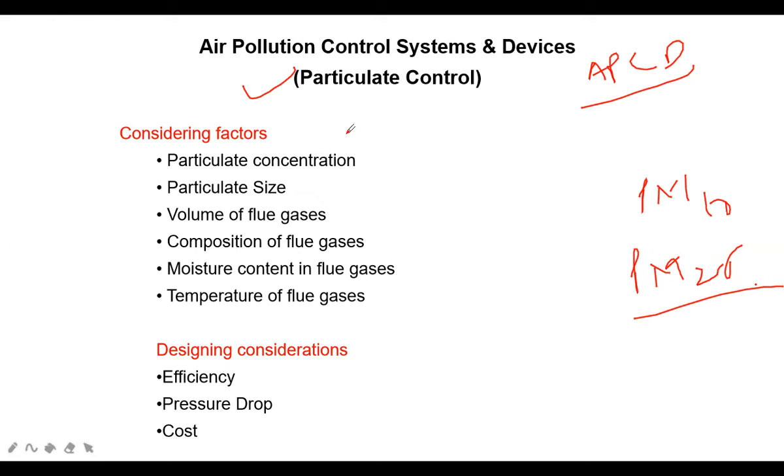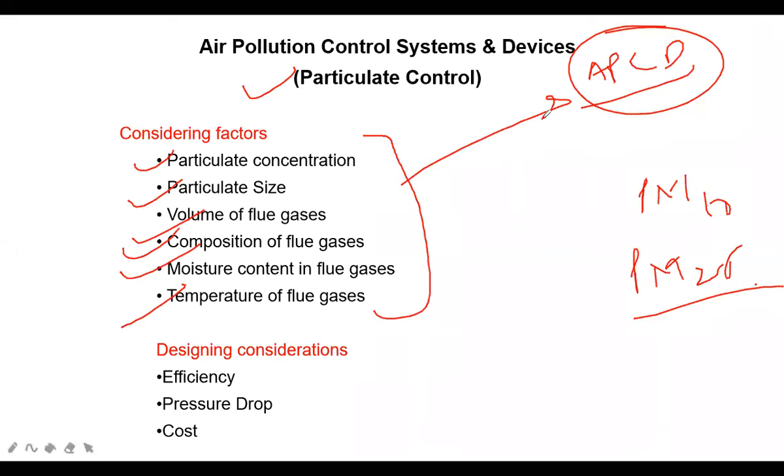So once you want to decide on an APCD, air pollution control device, you need to consider certain factors. These are: what particulate concentration you want to handle, what particle size, what volume, what composition, what moisture content. All these parameters are going to affect the selection of the APCD. You can't randomly close your eyes and say, I want this APCD, which I am discussing right now, no doubt, in the coming slides. So you have to think twice, what are your requirements?